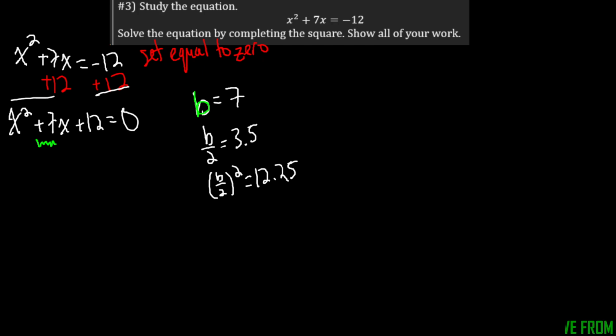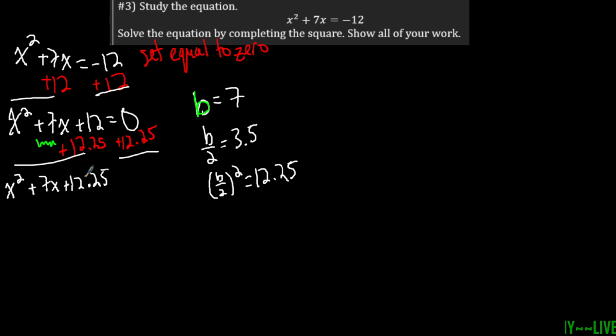So I'm going to add that number now to both sides. I'm going to do plus 12.25 to both sides. So I need to add the number to both sides. So I say, okay, I have x squared plus 7x plus 12.25. Again, those are going to be grouped together, so I put those in parentheses, and then I have the rest of my equation. So I still have that plus 12, and I still have equals 12.25.